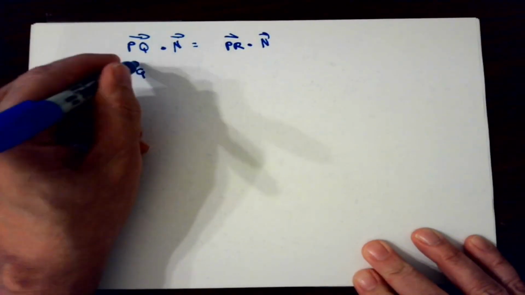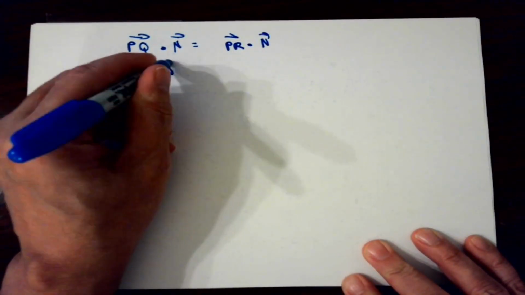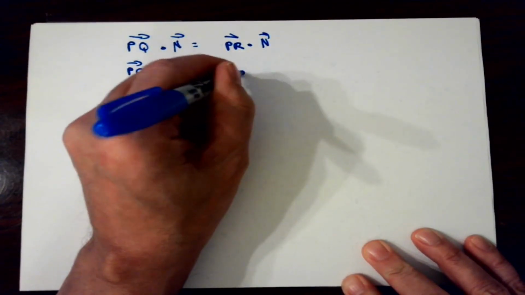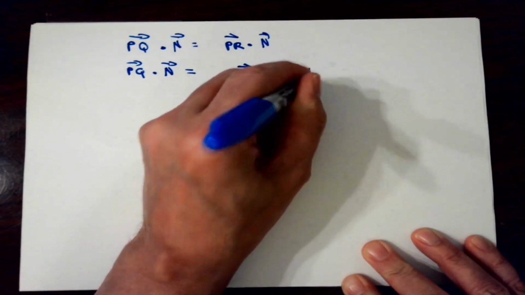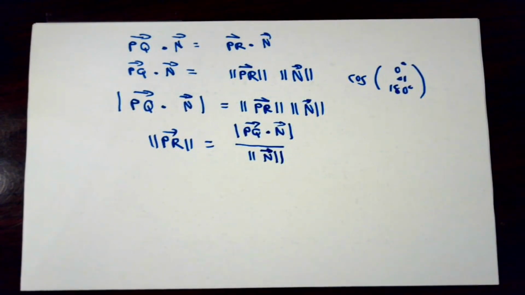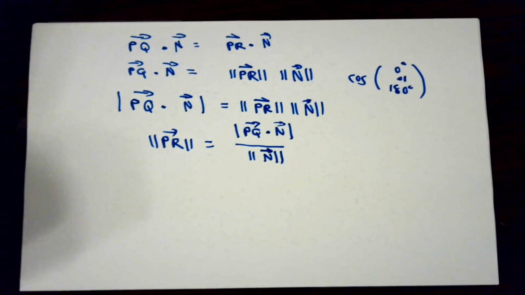Since the angle between the two vectors is either 0 degrees or 180 degrees, it means that the cosine is either equal to 1 or negative 1. I can get rid of the ambiguity by just taking the absolute values of both sides. Then, dividing through by the length of the n vector, we get that the magnitude of vector PR is just the absolute value of PQ dot n divided by the length of the n vector. These are all things that we'll know in a given scenario.